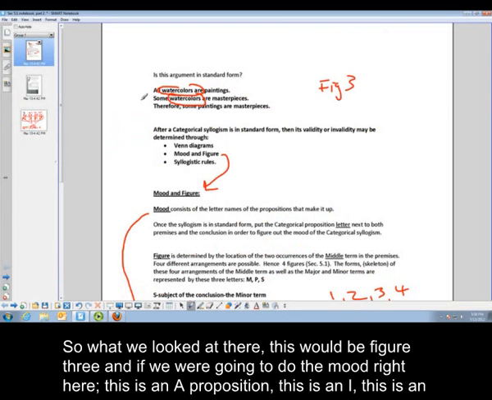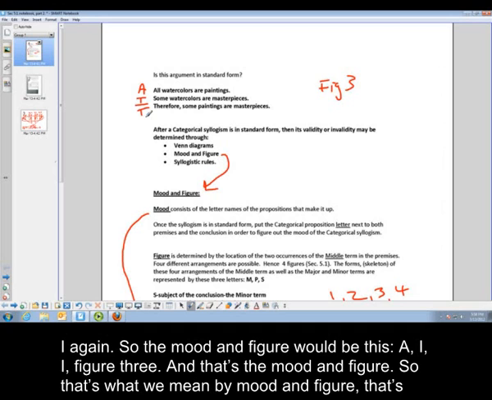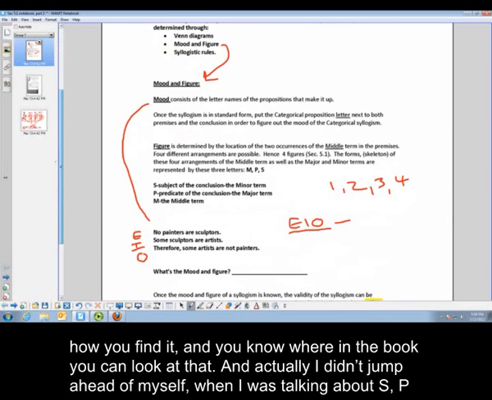And if we were going to do the mood right here, let's erase that so it's clear. Okay, right up here, this is an A proposition. This is an I, right? This is an I again. So the mood and figure would be this. A, I, figure 3. And that's the mood and figure. Okay? So that's what we mean by mood and figure. That's how you find it, and you know where in the book you can look at that.